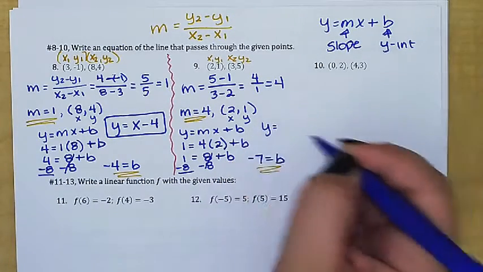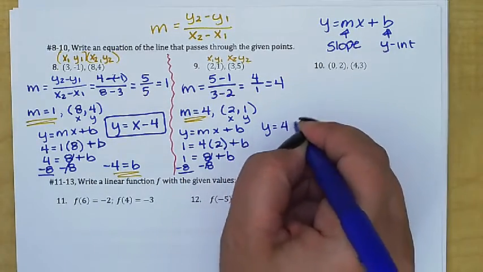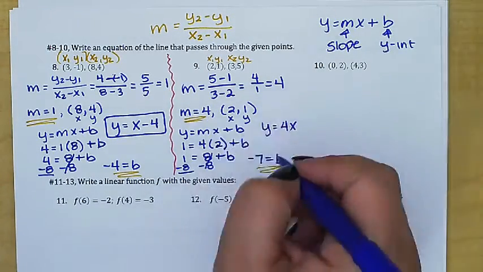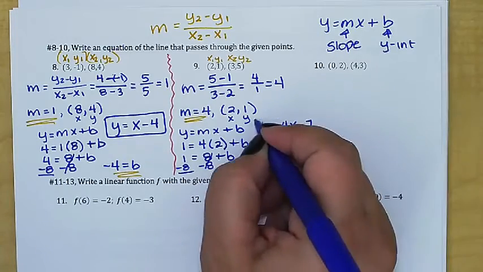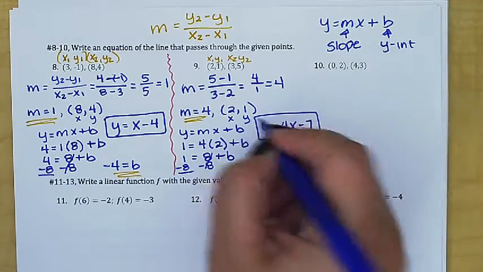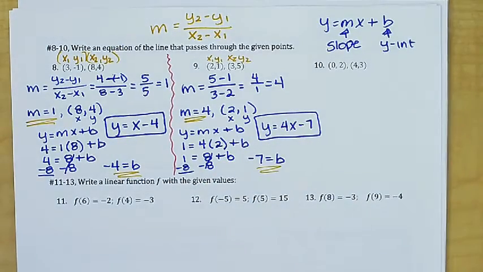We've got y equals 4x. Now we go back to our x's and y's. I'm just using my slope and my y-intercept to write my final equation. There it is. Okay. Try number 10 and see how that goes.